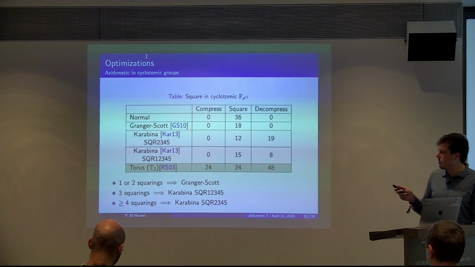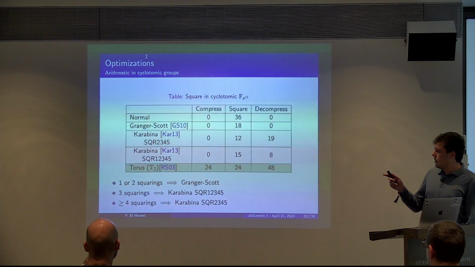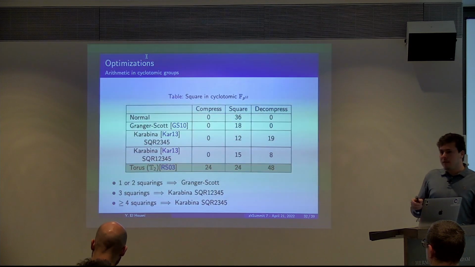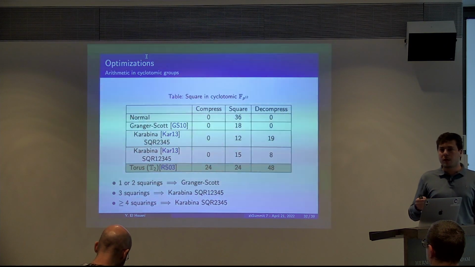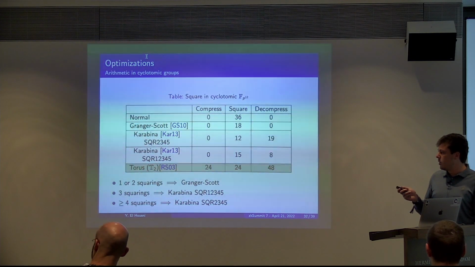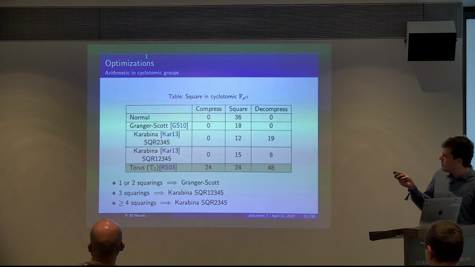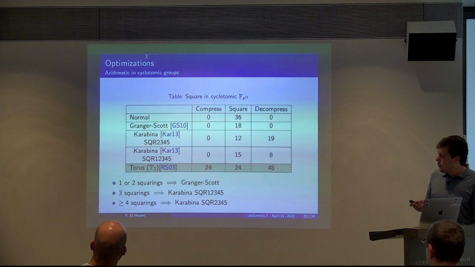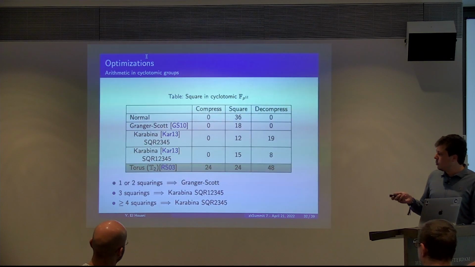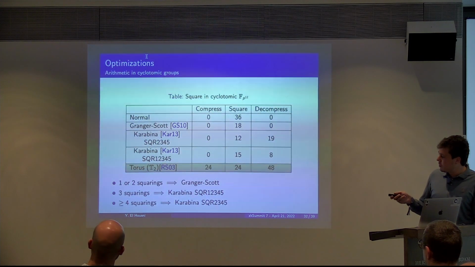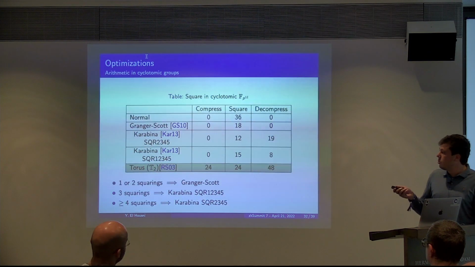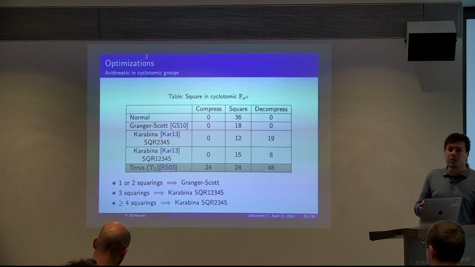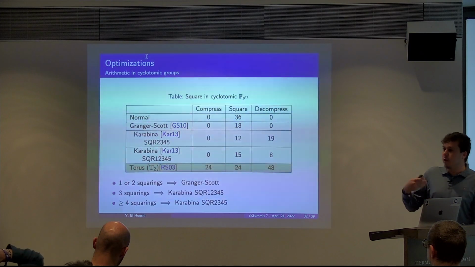So why would we use this? The takeaway is that if you have just 1 or 2 consecutive squarings, you use Granger-Scott inside of the circuit. It's 18. But if you have 3 squarings or more than that, you would use Karabina, the first version, because you amortize the cost of the decompression, because the decompression is done only once.